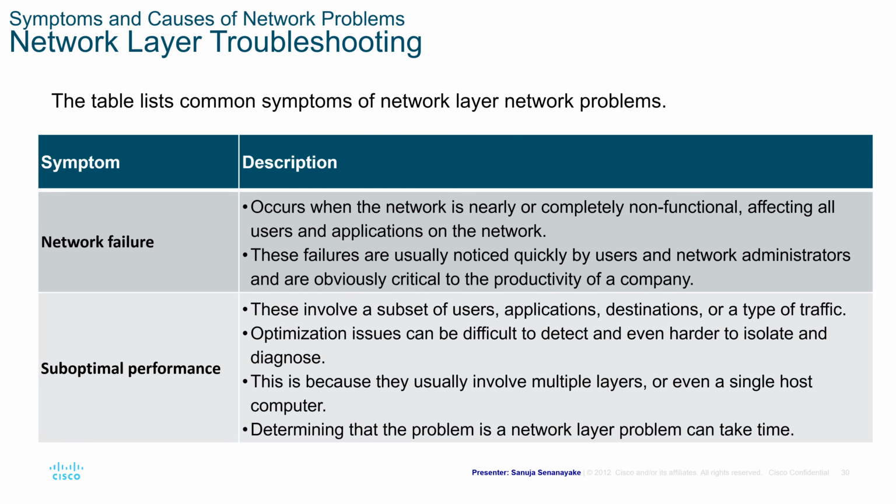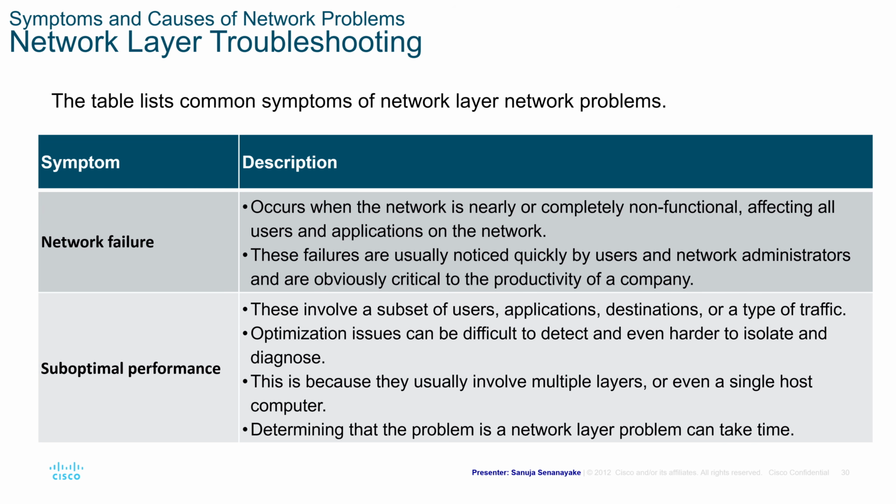Network layer troubleshooting. Here are some network layer issues listed right here. They include network failure, which occurs when the network is nearly or completely non-functional, affecting all users and applications on the network. These failures are usually noticed quickly by users and the network administrators, and obviously are critical to the productivity of the company. So when a network failure happens, your users will complain. That's a nice thing about network failure: you would know right away there is a failure.